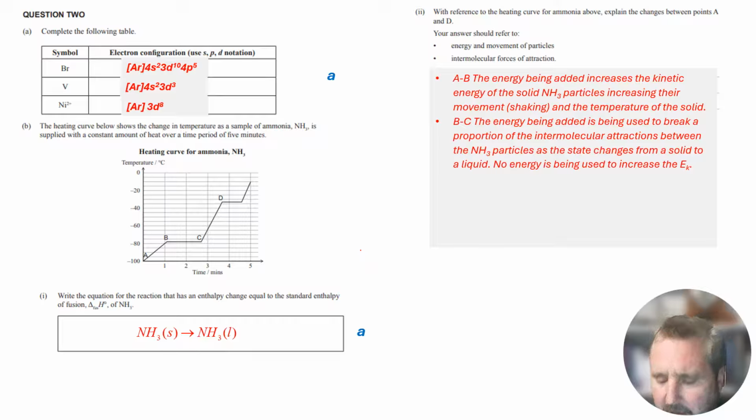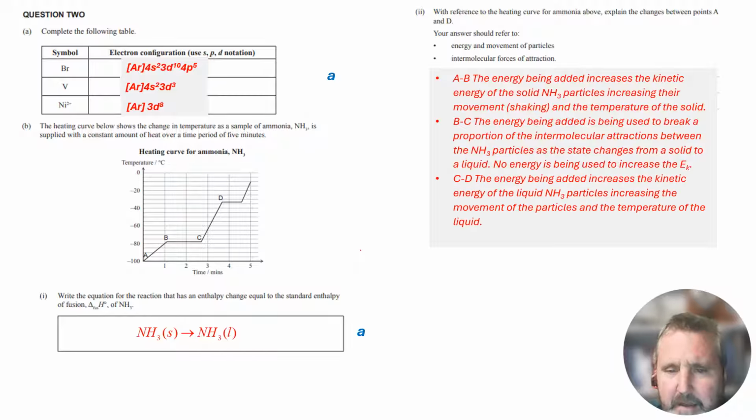It's just using that energy to break the bonds, because bond breaking is endothermic, so it needs to absorb energy to break those bonds. Okay, C to D is exactly the same as A to B. The energy added is increasing the kinetic energy of the liquid, because it's a liquid now between C and D, right? So we've changed from B to C. All the particles have moved from being a solid to a liquid, and now from C to D it's a liquid, but the particles are moving faster, increasing their movement, so their temperature increases. That's what the energy is being used for.